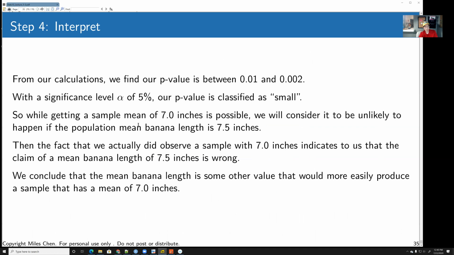And so it's technically possible to get a mean of 7.0 inches, but it would be very unlikely to happen if the population mean really were 7.5, right? If the population mean was 7.5, it's not impossible to get a sample where the mean is only 7.0, but it's very unlikely, okay? And so the fact that we actually did observe a sample where the mean is 7.0 tells us that the claim that the population mean is 7.5 is wrong. So we would reject the null hypothesis. We conclude that the mean banana length in the population is some other value that would more easily produce a sample where the mean is only 7.0. Okay, so it's more likely to be something less than 7.5 inches. And that's that. That's hypothesis testing.